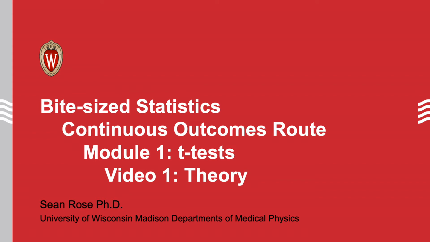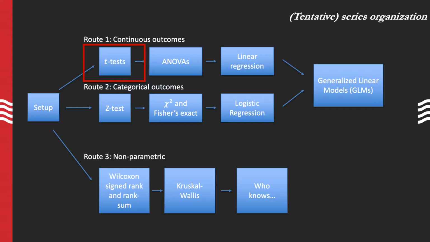My name is Sean Rose and you are watching the Continuous Outcomes route, Module 1, which covers t-tests, and this is the first video which is going to cover the theory of t-tests. So in terms of the entire organization of this video series, hopefully you're coming from the setup video where we downloaded the Conda package manager and then got set up with an R environment and with Jupyter notebooks. Now we're jumping onto the continuous outcomes route and we're going to start talking about the theory of t-tests. We're also going to talk about how to power t-tests and things like effect sizes.